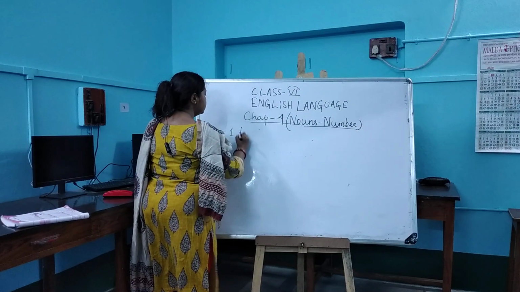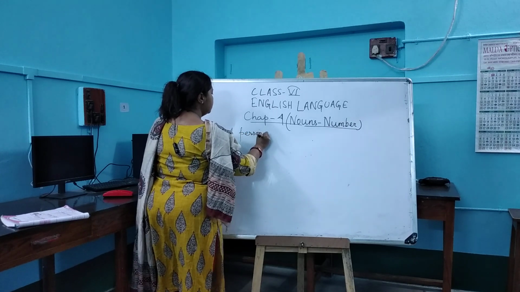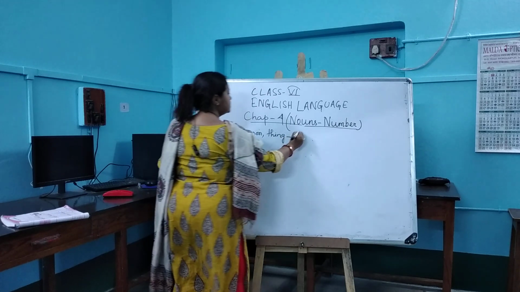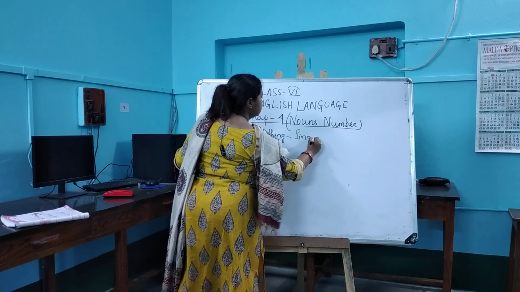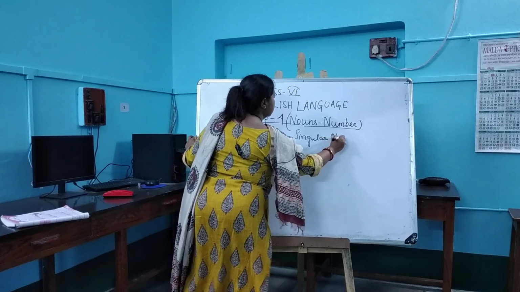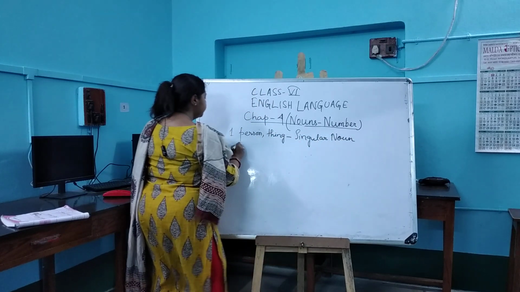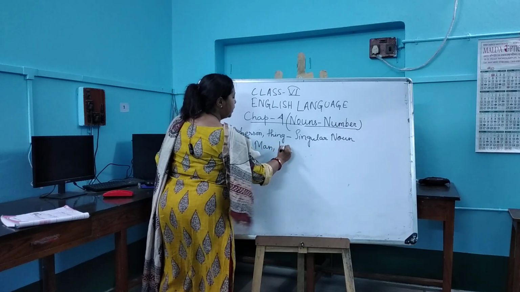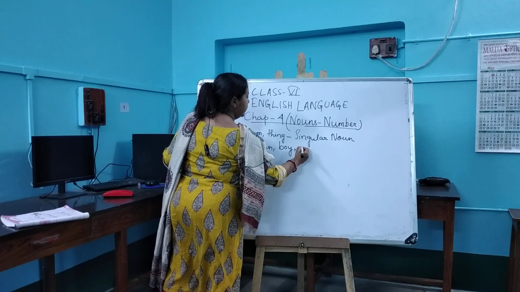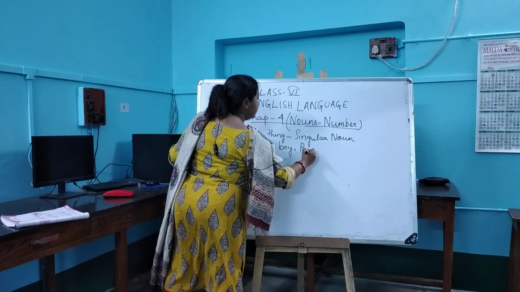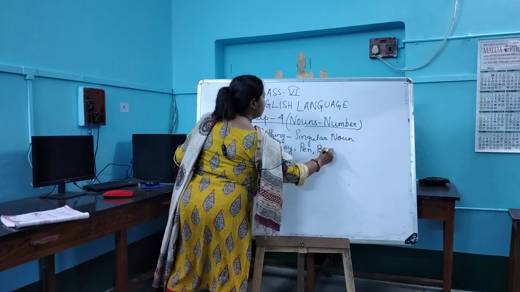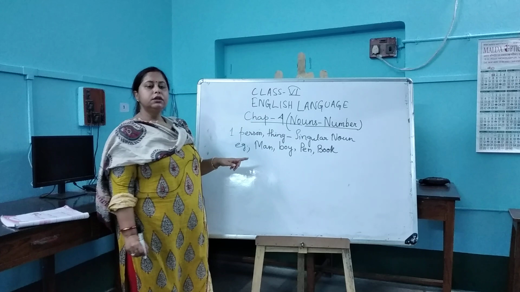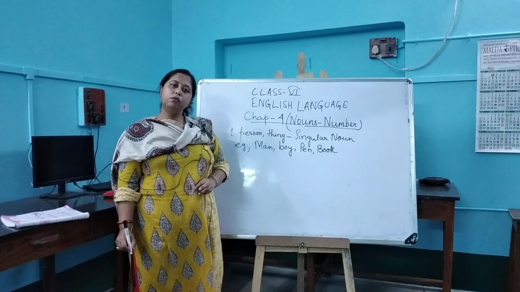One person or thing, it is a singular noun. For example, man, boy, pen, book. All these are singular nouns because they are denoting only one person or one thing.